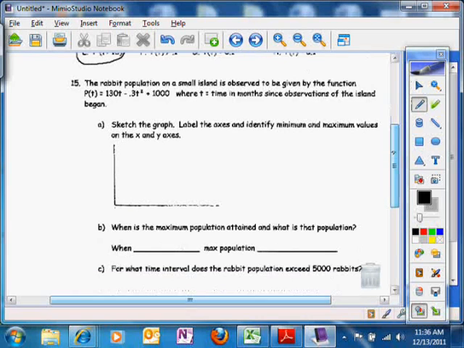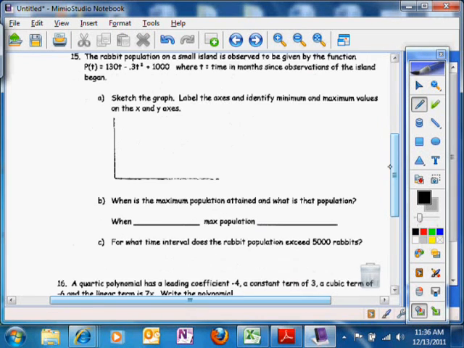I'll leave that up to you. And then answer the following questions with the aid of your calculator. When is the maximum population obtained? That's when you do second trace maximum.